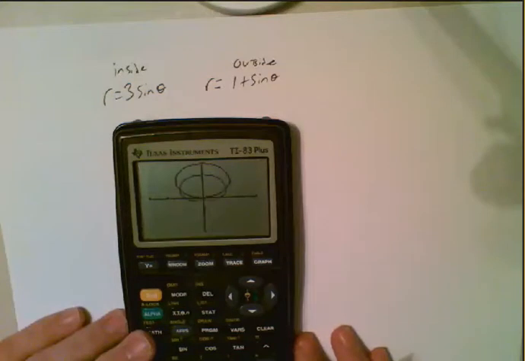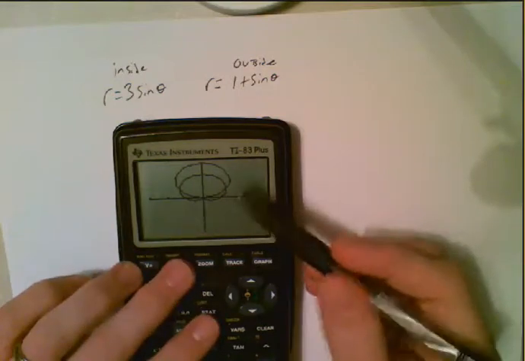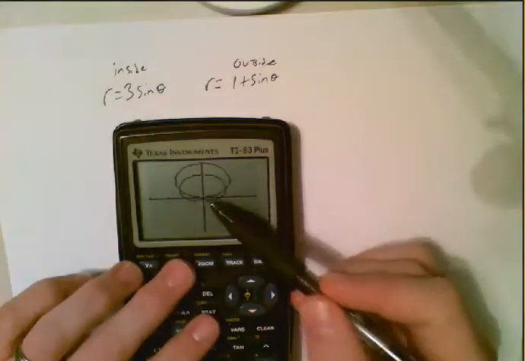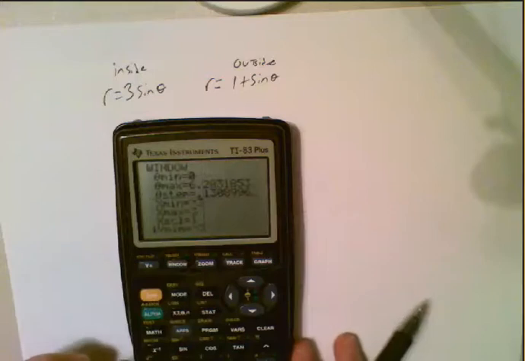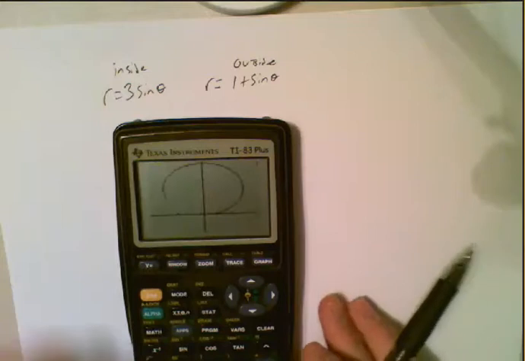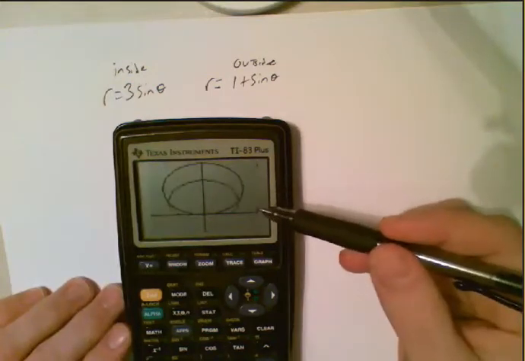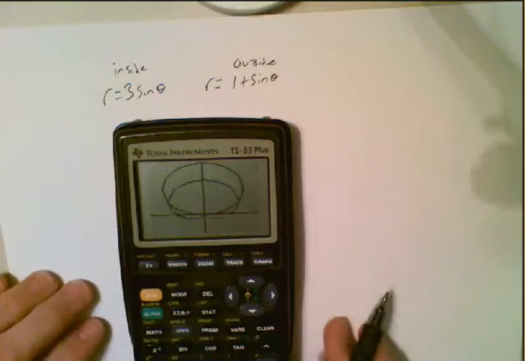Okay, so that's not bad. I can kind of see that. I could probably zoom, and make the y's go -2 to 2 and then -1 to 3, to get a better picture here. There's my 3 sine theta, and there is my 1 plus sine theta.